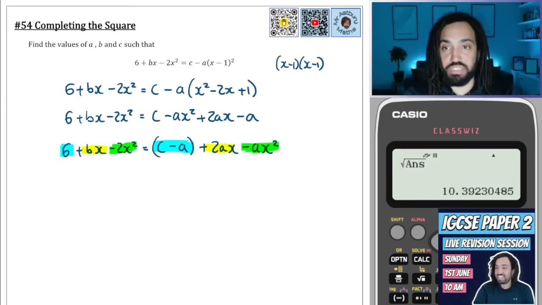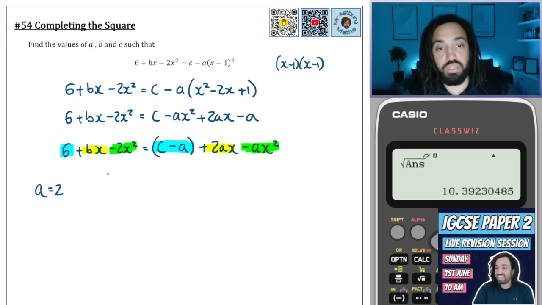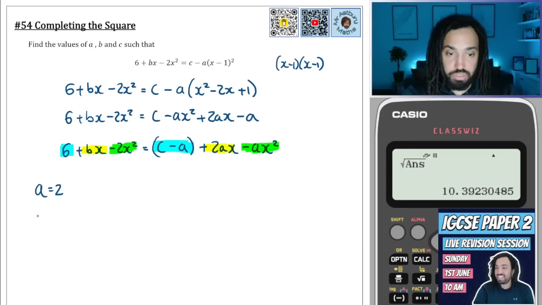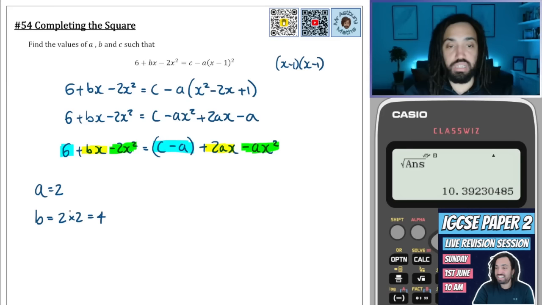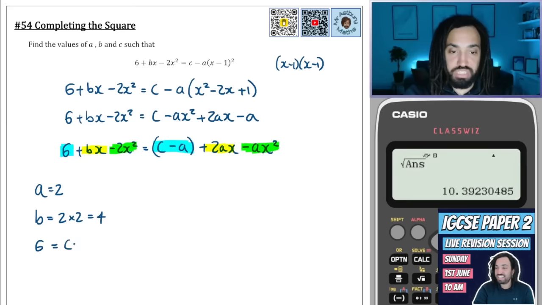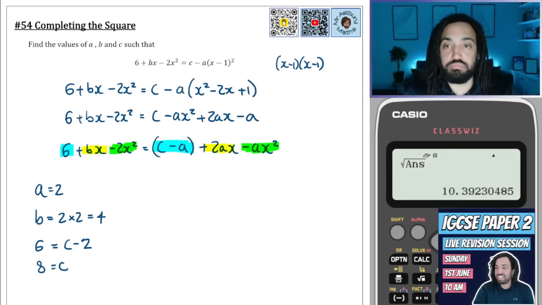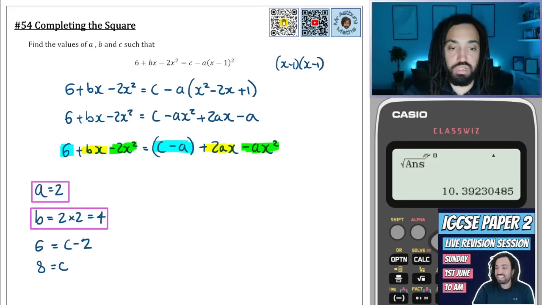So we can compare them because they must be the same on each side in order for it to be equal. So clearly from the greens we can see that a must equal 2 because you've got minus 2x squared and you've got minus ax squared, so a must be 2. Okay, now we can look at the yellows. So we've got b is equal to 2a, which is 2 times 2, so that's 4. And now we can look at the blues, and that will be 6 is equal to c minus a. We know a is 2, so c minus 2. So add 2 to both sides and we get c is equal to 8. So right, there we have it. We've got a is 2, b is 4, and c is 8.